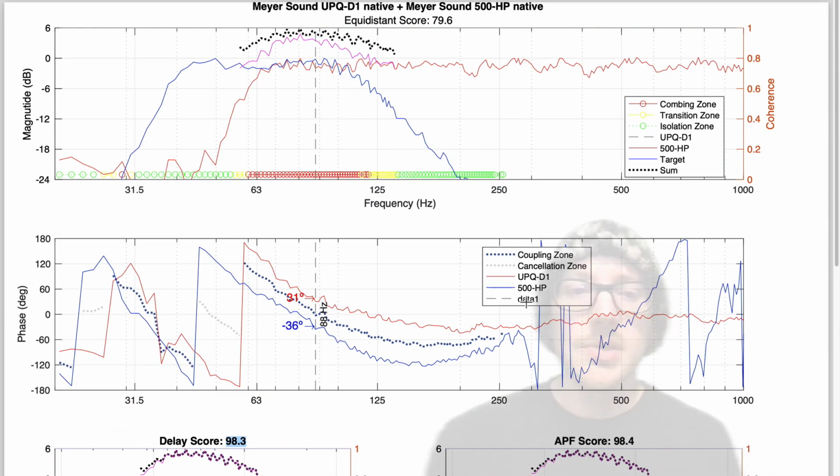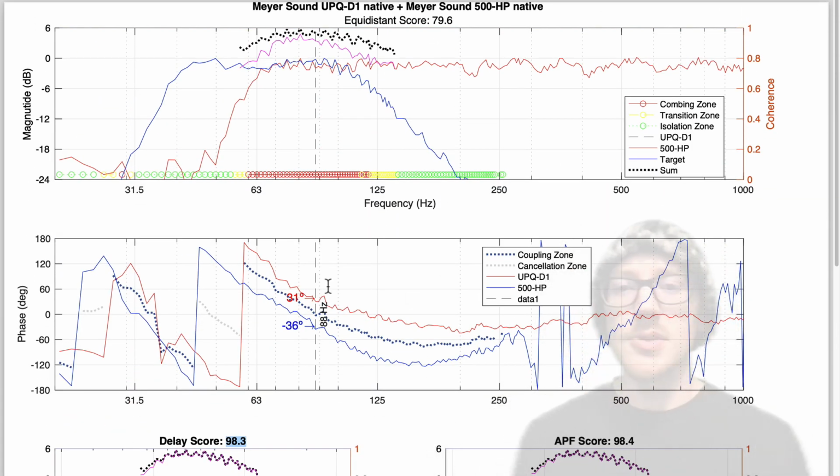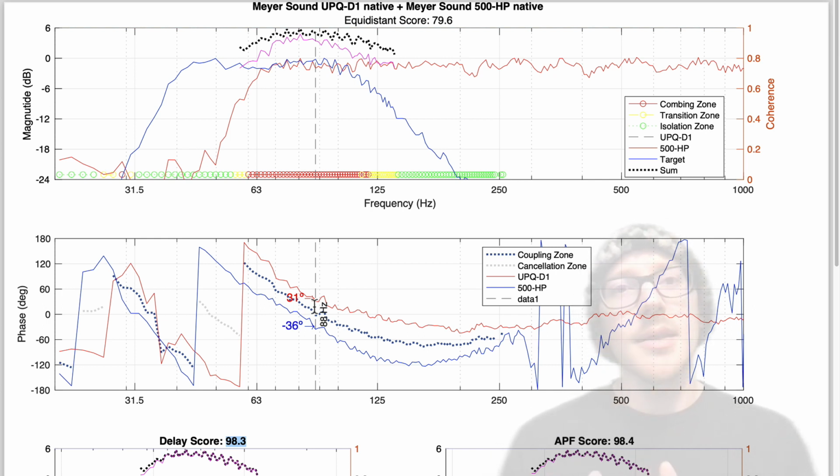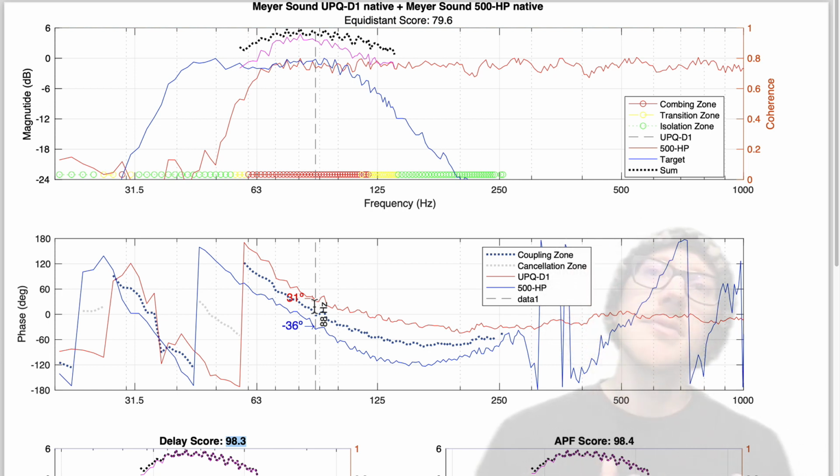So what if we didn't want to use delay? What if we wanted to come up with another solution? What kind of filter could we insert here that would give us the phase shift that we're looking for? We're looking for, what is it, like 66 degrees of phase shift. I don't know of a filter that creates 66 degrees of phase shift, but I do know that first, second order filters create 45 and 90 degrees of phase shift.